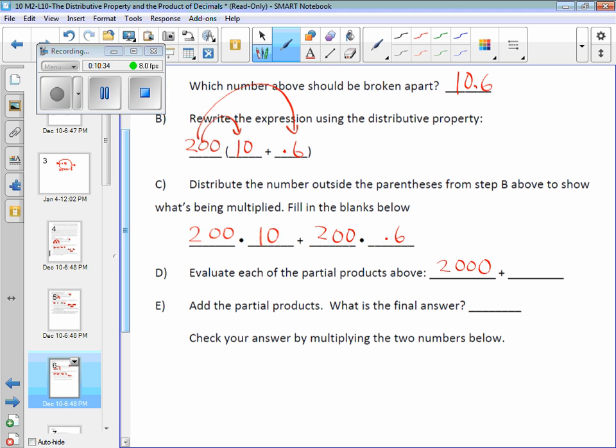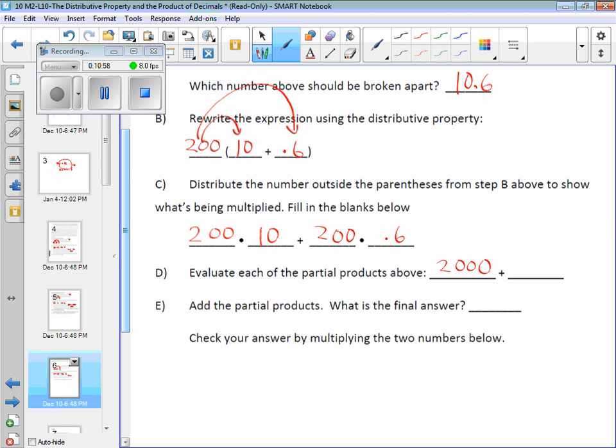Before we do that, let me ask you a question. 0.6, is that less than 1 or greater than 1? 0.6. Less than 1, right? So when we multiply 200 by a number that's less than 1, is our answer going to be greater than 200 or less than 200? Should be less than 200, right?